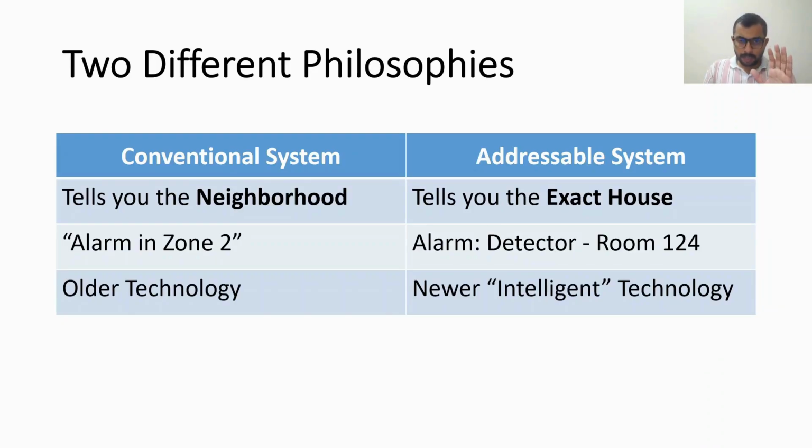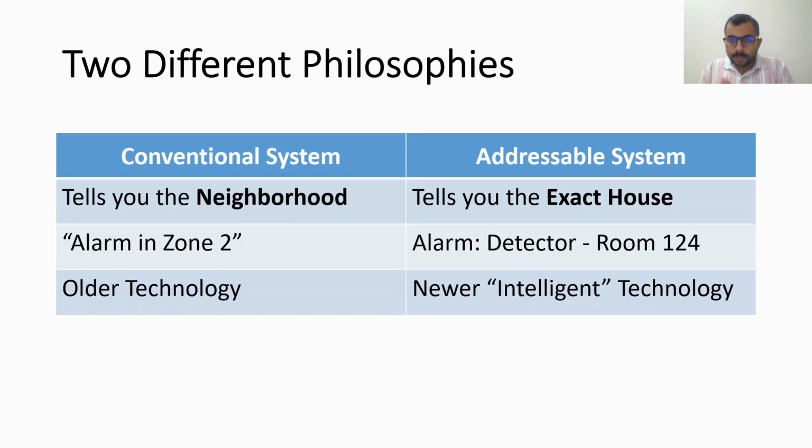So the conventional system and the addressable system have two different philosophies. Let's go through each point one by one. Suppose a fire happens in a neighborhood. If that neighborhood has a conventional fire alarm system, it tells you that this particular neighborhood has fire. A neighborhood is a vast area, so it does not pinpoint a particular location. It says that this vast area has fire.